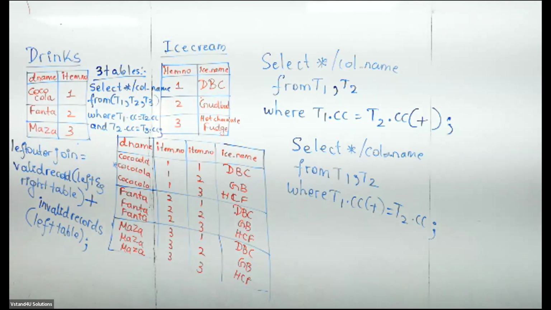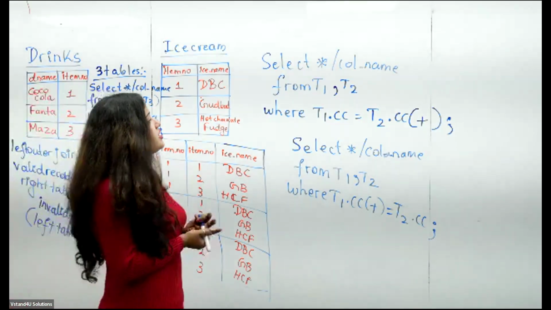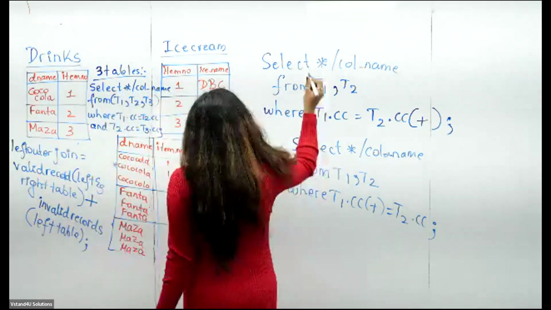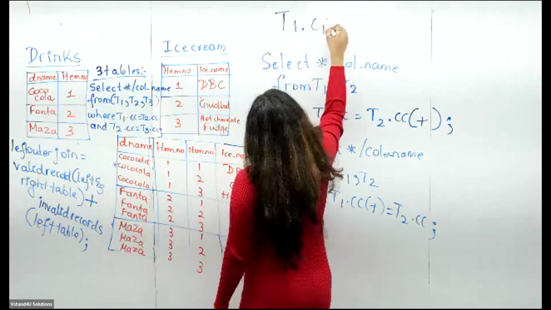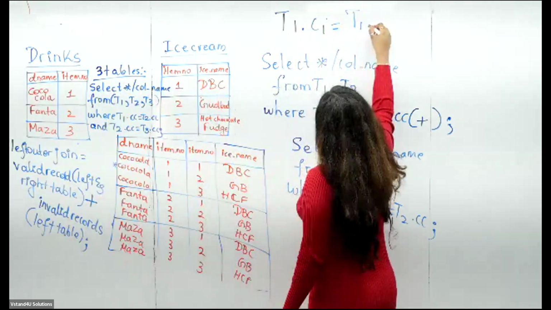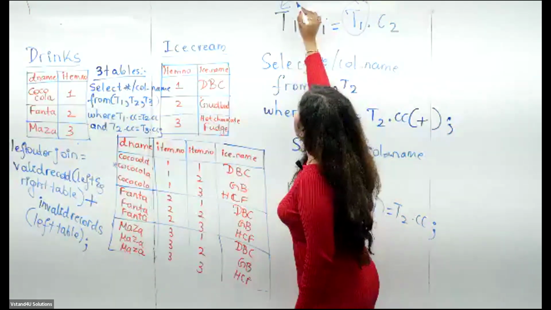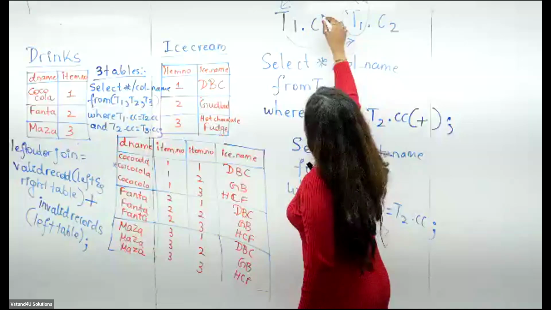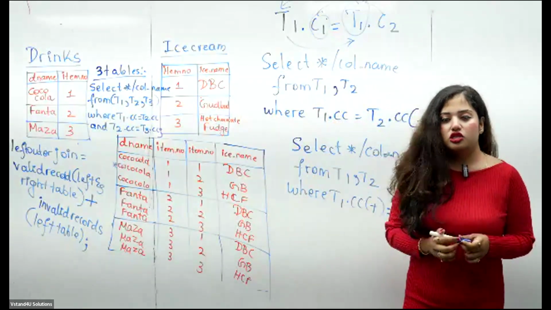What do you mean by self join? You will be having only one single table in that. And what is the syntax for that? The syntax for that is T1.C1 equals T1.C2. According to this, you get to know that you have only one table and you have two different columns.